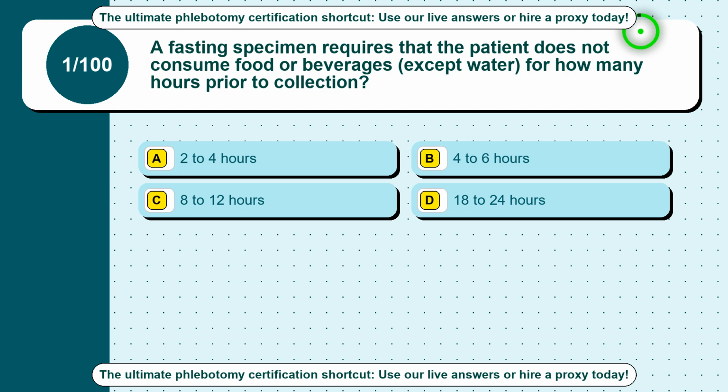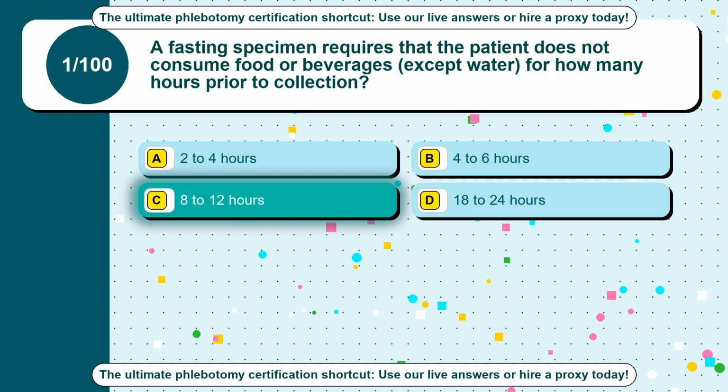Question 1. A fasting specimen requires that the patient does not consume food or beverages, except water, for how many hours prior to collection? Option A, 2 to 4 hours. Option B, 4 to 6 hours. Option C, 8 to 12 hours. Option D, 18 to 24 hours.